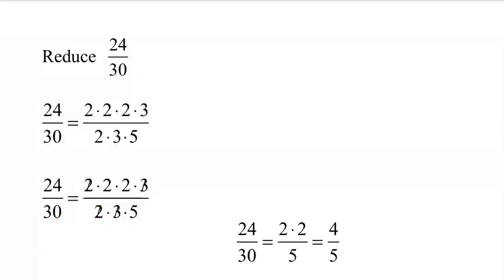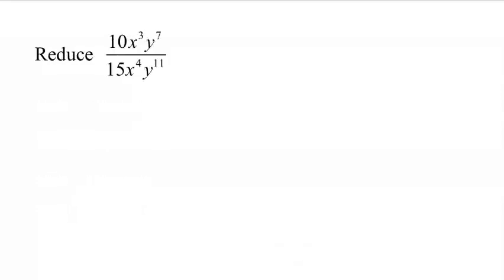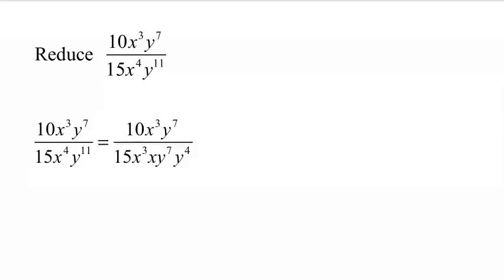Now the process is the same when we jump to algebraic fractions. So if I have 10x cubed y to the 7th over 15x to the 4th y to the 11th, I want to think about how I can factor this so that I get some 1 over 1 situations. Well, the first thing I did was I rewrote x to the 4th as x to the 3rd times x to the 1st. Notice that will divide out the x to the 3rds. And I rewrote y to the 11th as y to the 7th times y to the 4th. That will divide out the y to the 7ths.